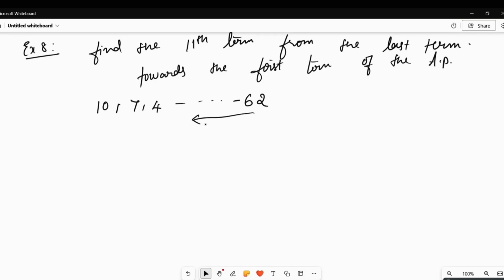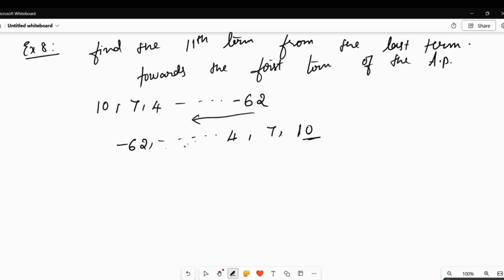So one way is that shift the AP in the opposite way and try to find the 11th term. Okay, one way that is easier actually. Find the minus 62 first. Then you got 4, 7, 10, like this. I am shifting the AP from the last. I am trying to write the AP now. So it will be like minus 62. It goes on 4, 7, 10, like this. Last number is 10.